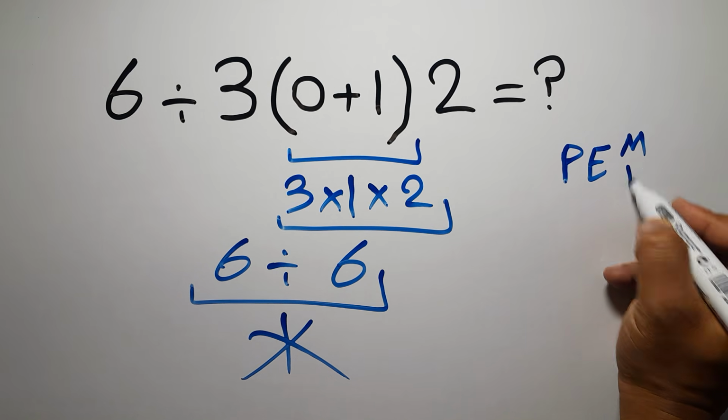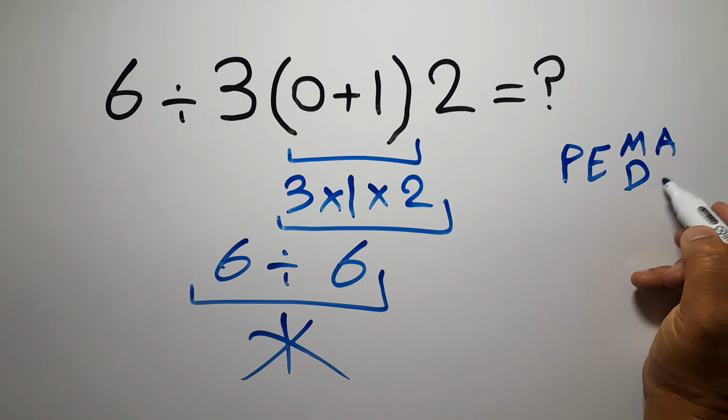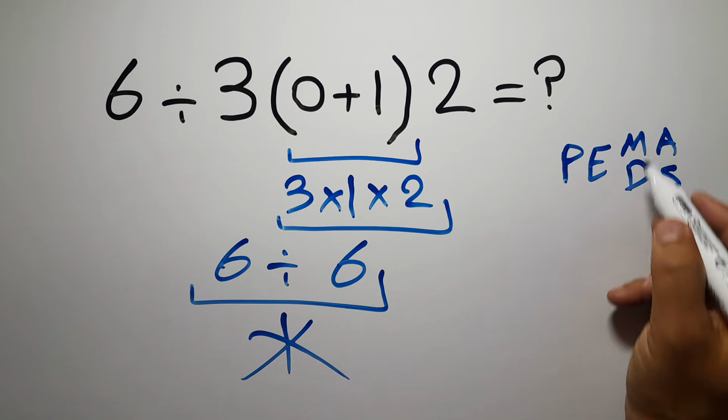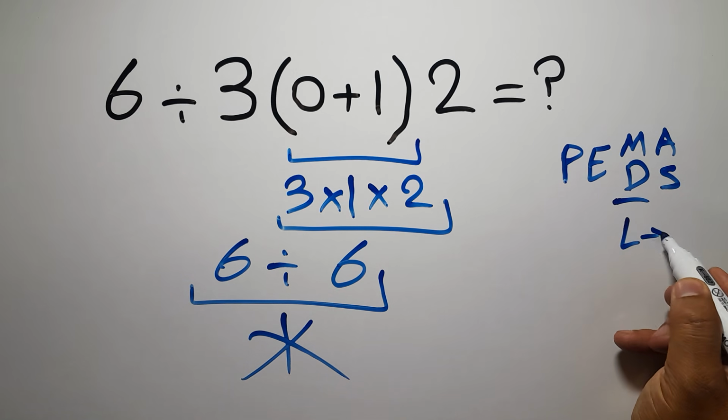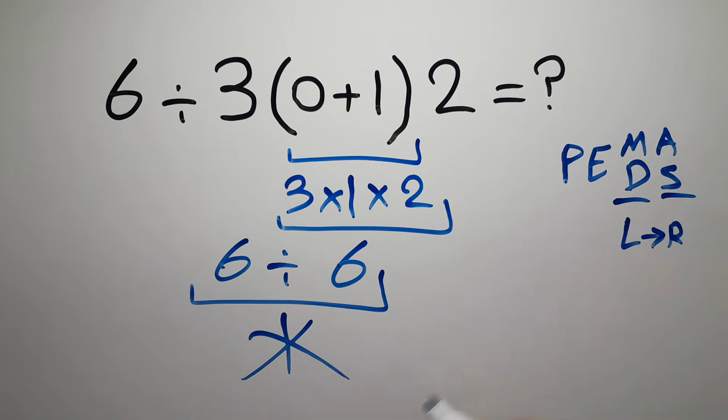exponents, then multiplication or division, and finally addition or subtraction. Remember that multiplication and division have equal priority, and we have to work from left to right, and the same applies to addition and subtraction.